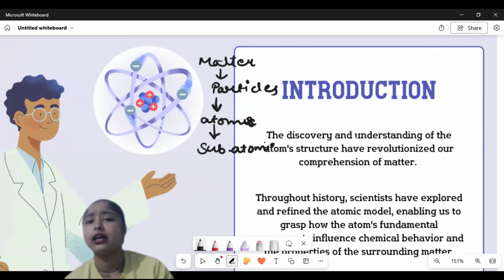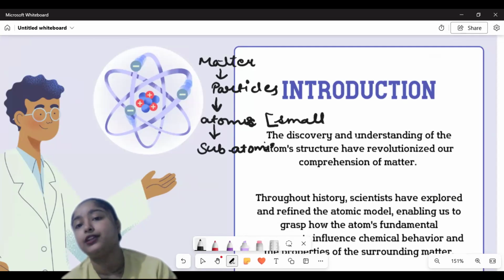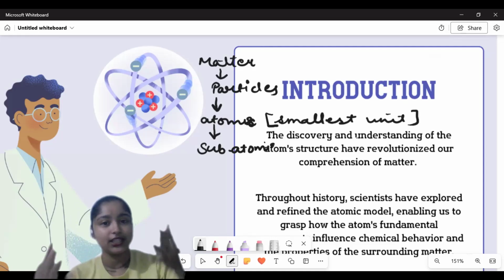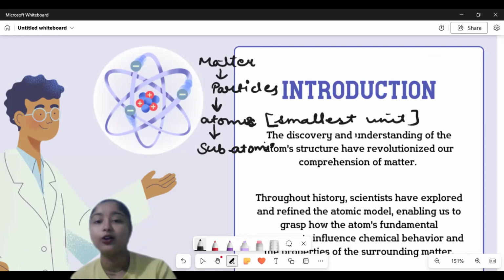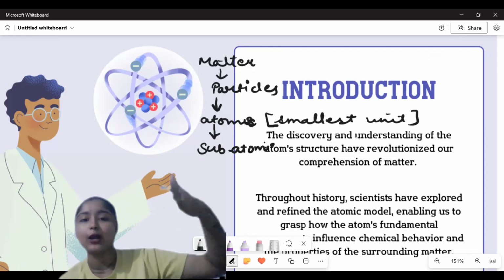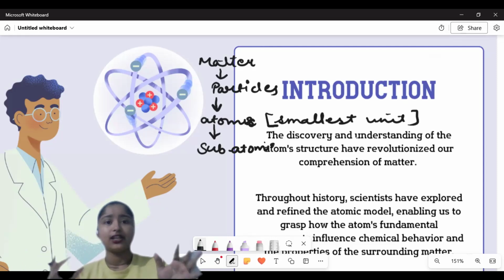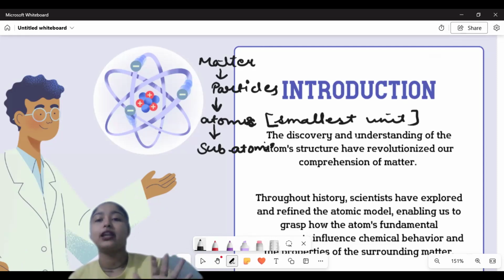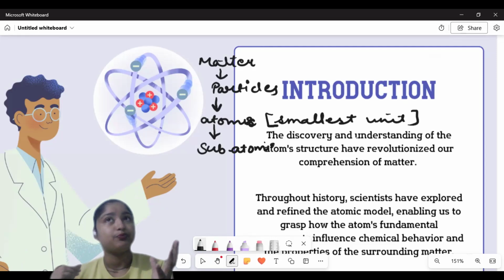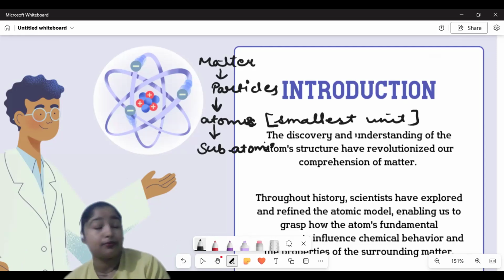So, although atoms are called the smallest unit of matter, that's not completely true. You can see this is the hierarchy that goes from subatomic particles to atoms to particles and to matter. And the discovery and understanding of the atom and its structure, how it looks, has completely revolutionized our understanding of matter.